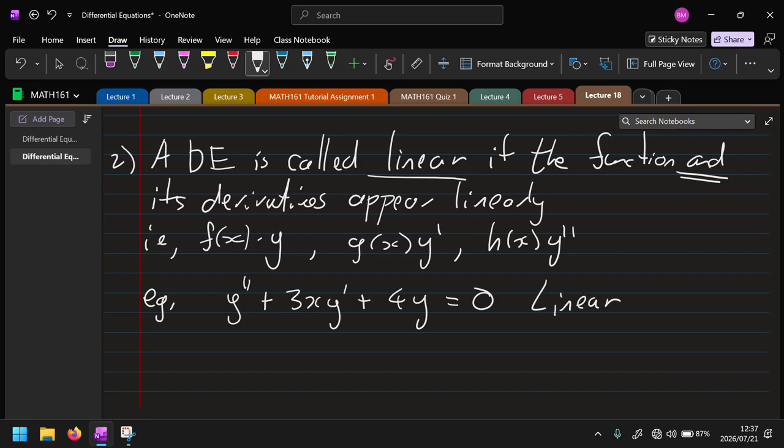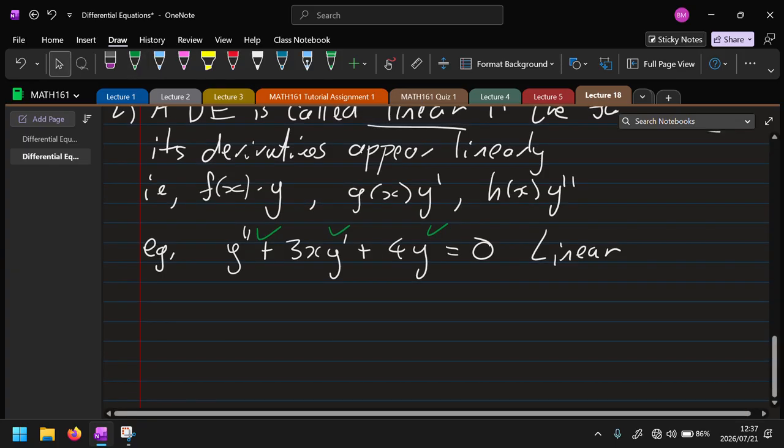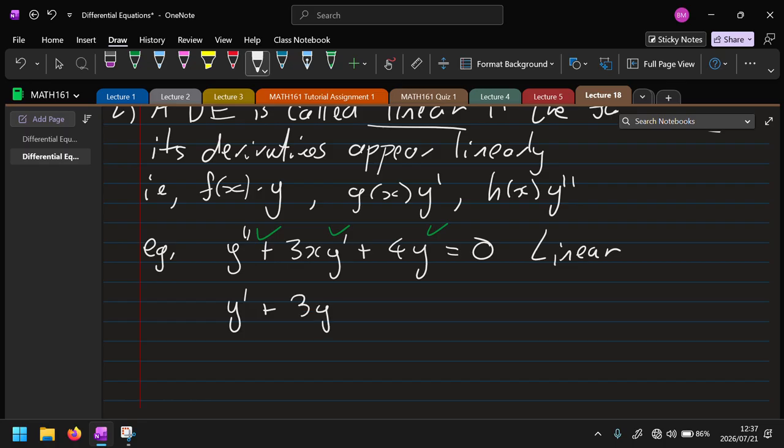So this is linear. So we check each one to see if they appear linearly in y and its derivatives. Okay, let's check another example. So we have y prime plus 3y squared equals cos x. Okay, so y prime, the first one there, that is linear. It's not being squared or anything like that. So that's fine. That was linear. But we see the next term is y squared. That is definitely not linear in y. So immediately one of them fails to be linear, the whole thing is then non-linear.